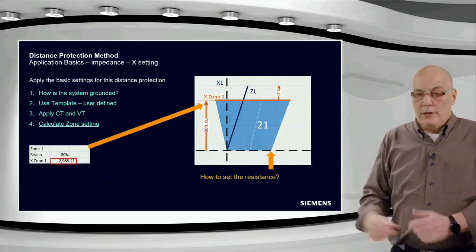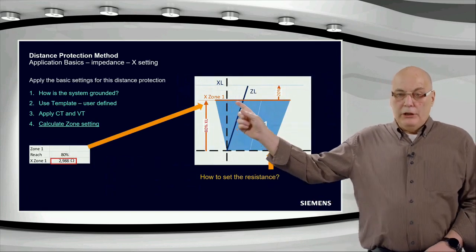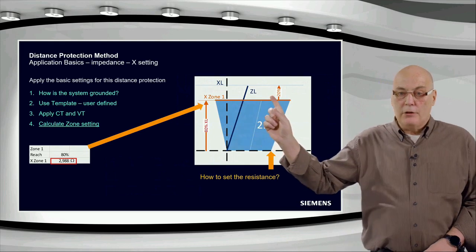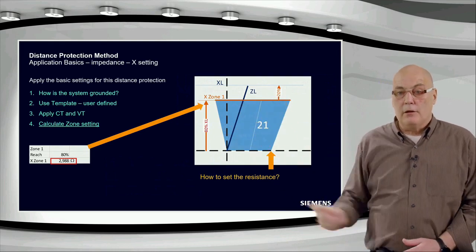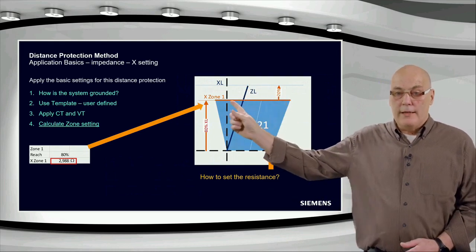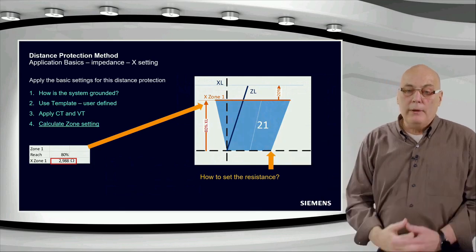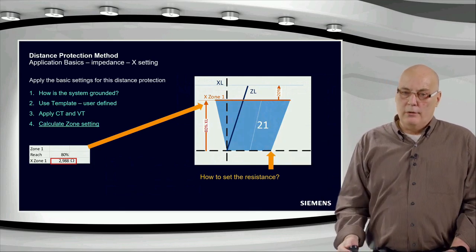So that would give us our first boundary. If we're going to do an application, that calculation gives us our first boundary of the zone. We've just calculated the 20% safety margin for the zone 1. It's the X setting over here. Typically the easiest setting in a distance relay to calculate.